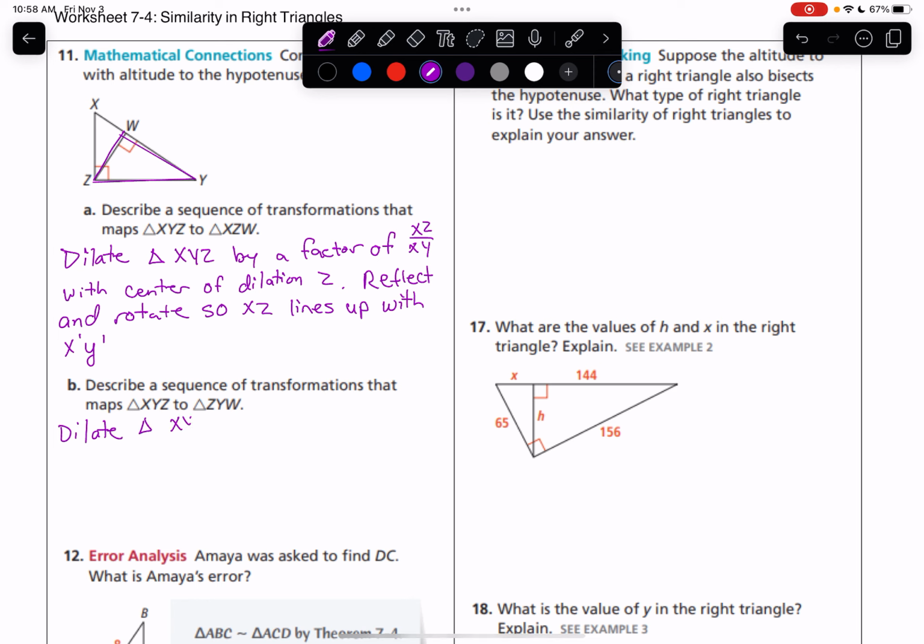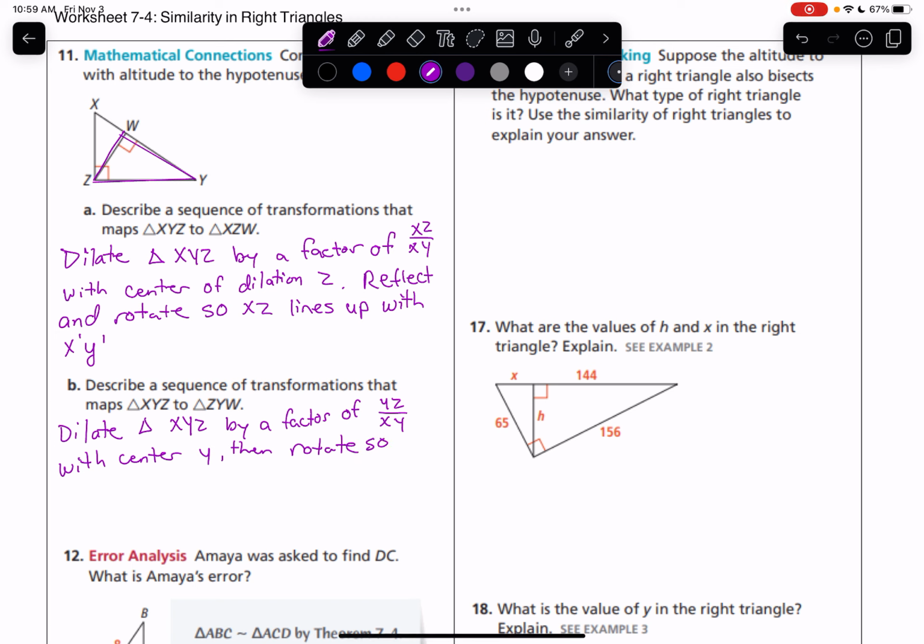triangle XYZ by a factor of, we'll go new long side over old long side. So YZ over XY with center Y. That'll make it easier because that means we're just squishing this triangle down this way. Because after that, we'll just need to rotate. We can say then rotate.